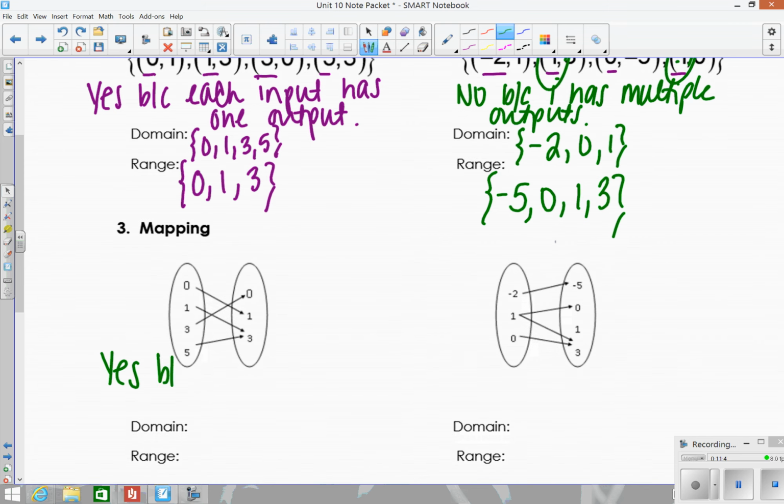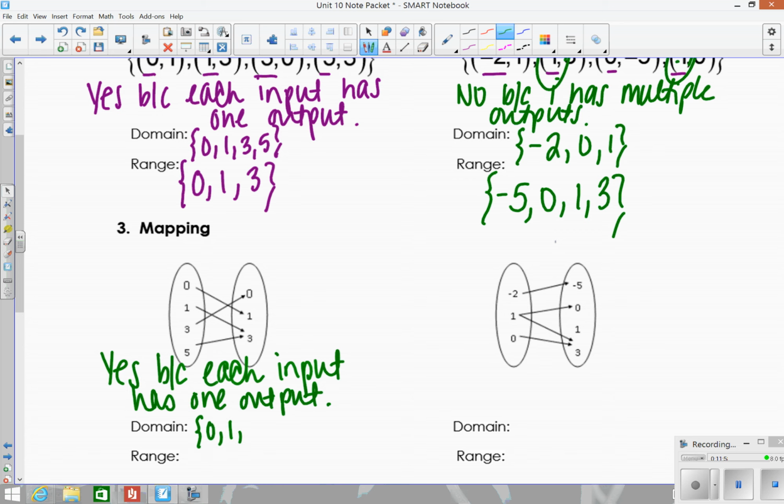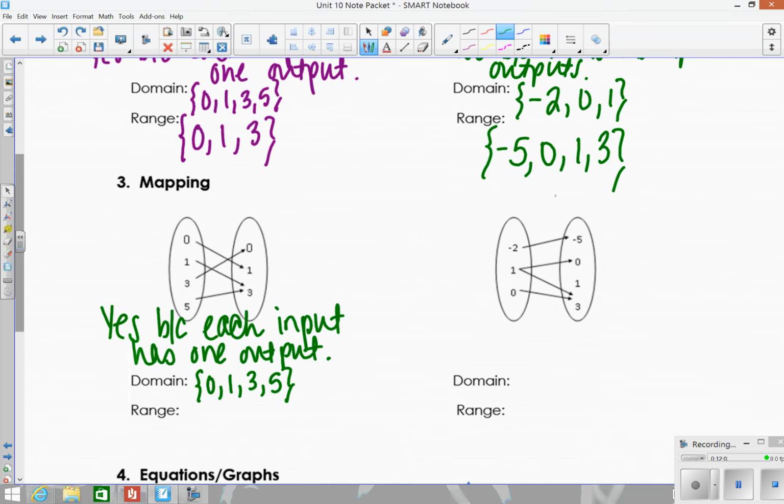It is a function because, again, each input has one output. So the domain, look at your x values. So 0, 1, 3, and 5 are your input values. And then your output values, 0, 1, and 3.